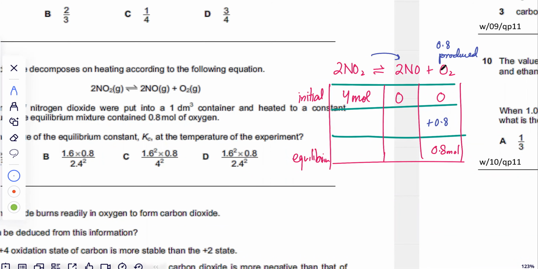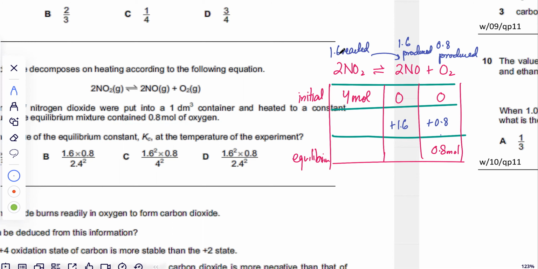Now what's the ratio? If one O2 is produced, 2 NO are produced along with it. So if 0.8 got produced, according to the 1:2 ratio, 1.6 of NO must have been produced as well. And how many moles of NO2 must have reacted? Again, 1 O2 is produced when 2 NO2 react, so 0.8 produced means 1.6 of NO2 must have reacted.